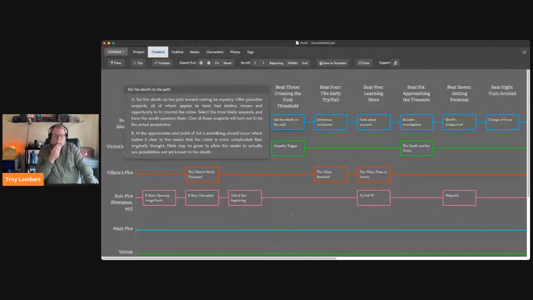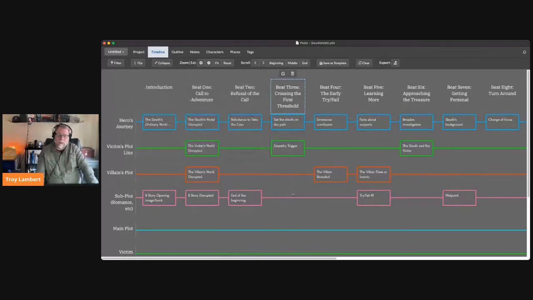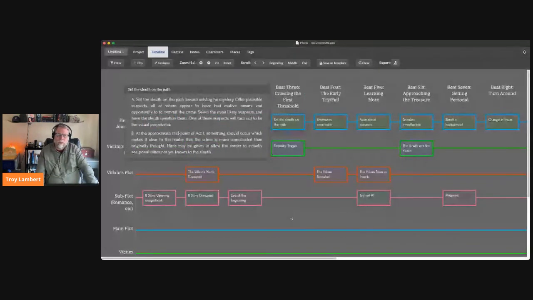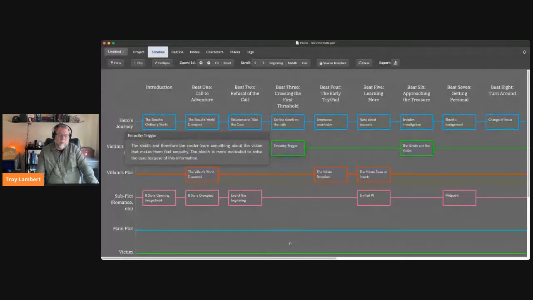So we'll go through the rest of these really quickly, but we basically set the sleuth on the path to take the case, which is crossing the first threshold in the hero's journey. The empathy trigger, this is really important, is we want to have empathy for the victim. So no matter how you do this, as the sleuth is set on the path, basically the sleuth and the reader learn something about the victim that makes them feel for that victim.